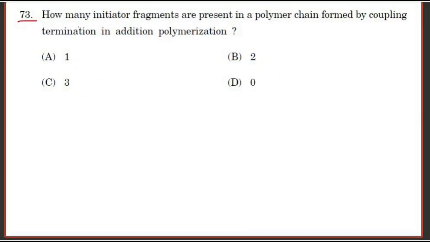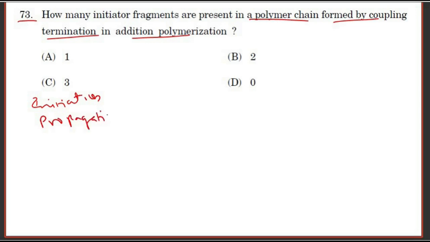Question number 73. How many initiator fragments are present in a polymer chain formed by coupling termination in addition polymerization? In addition polymerization, there are 3 steps: initiation, propagation, and the final step is the termination.